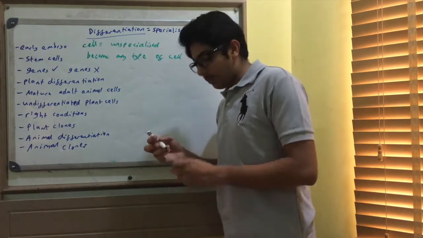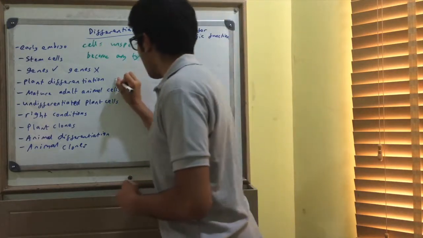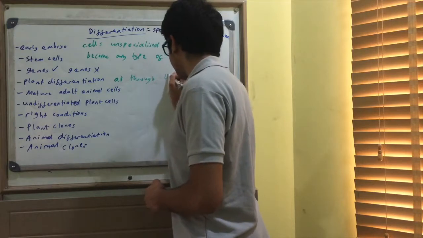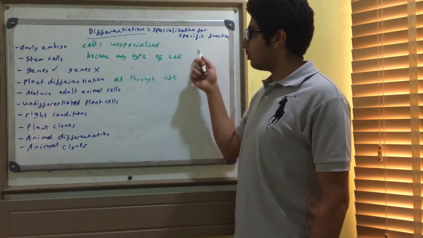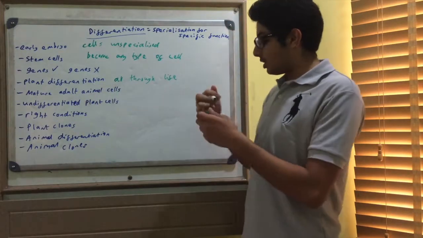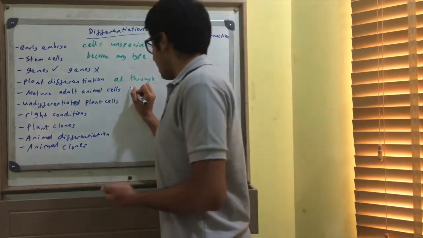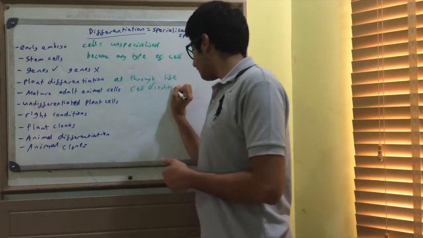Now, unlike animal cells, differentiation in plant cells can happen all through their life. But in animal cells, like us, differentiation only happens in the early stage of the embryo. But in plant cells, differentiation takes place all through their life. Now, mature adult animal cells, their cell division is mainly restricted by mitosis.